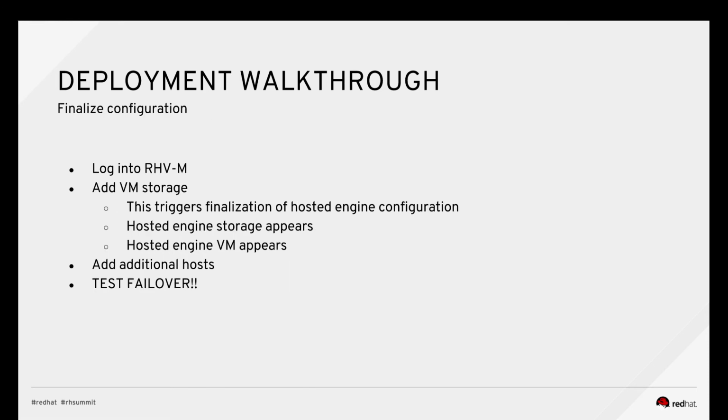And then we'll finalize the configuration. Once the deployment is complete, we'll log into RHV-M. We'll add the VM storage, which triggers the finalization of the hosted engine configuration. Once that's done, the hosted engine storage appears, the hosted engine VM appears, and at that point we can add the additional host so that the hosted engine virtual machine actually has somewhere to fail over to, and then we can actually test the failover.